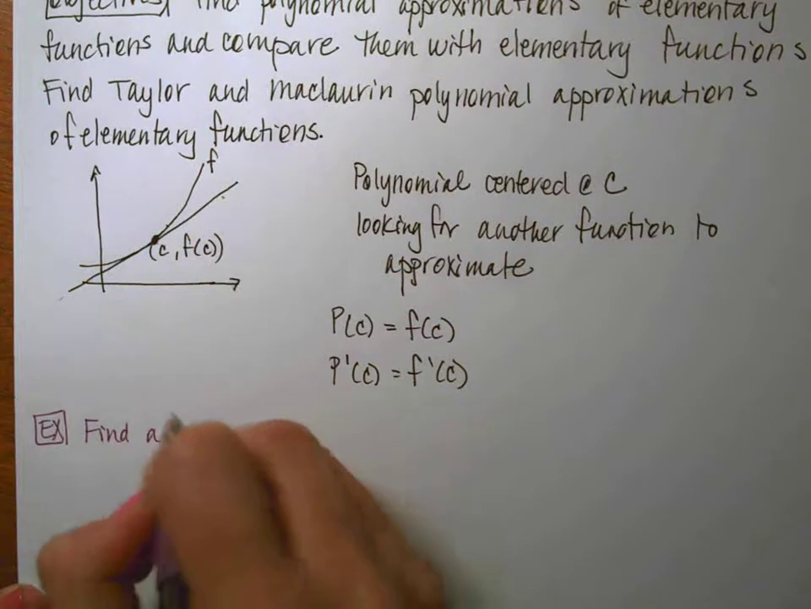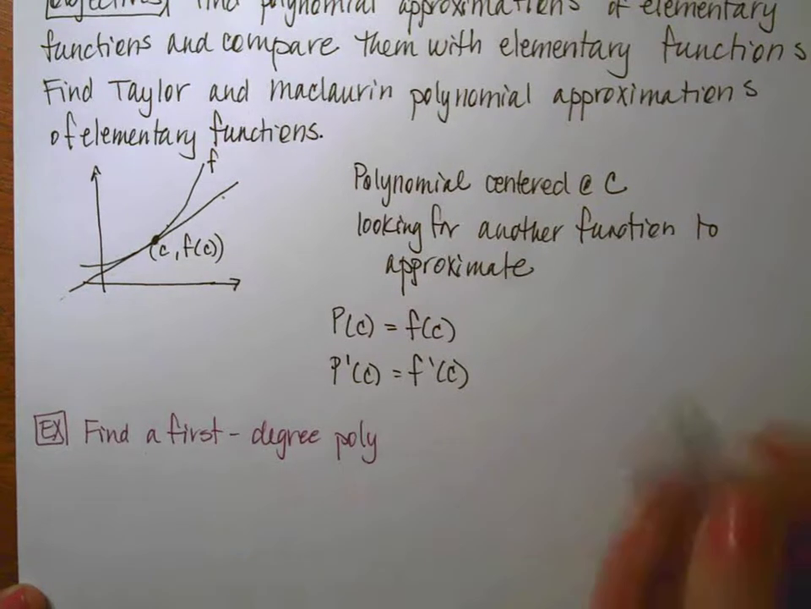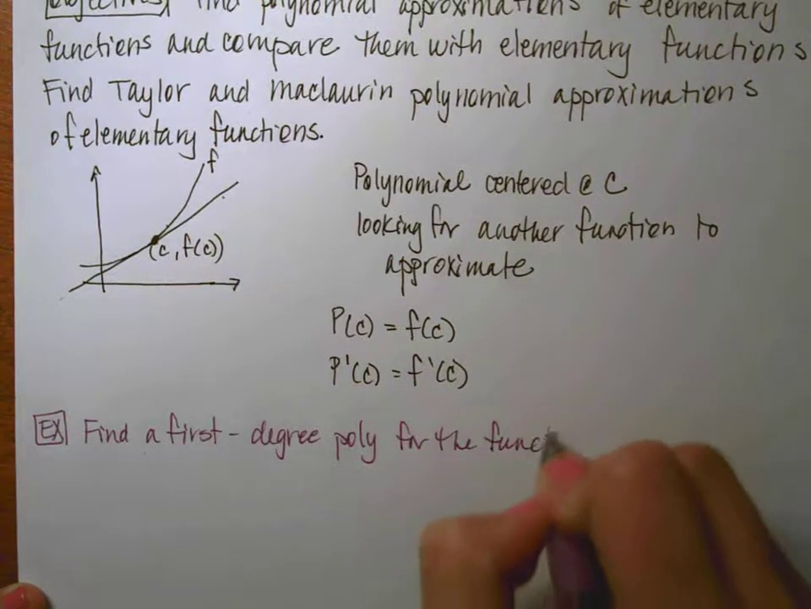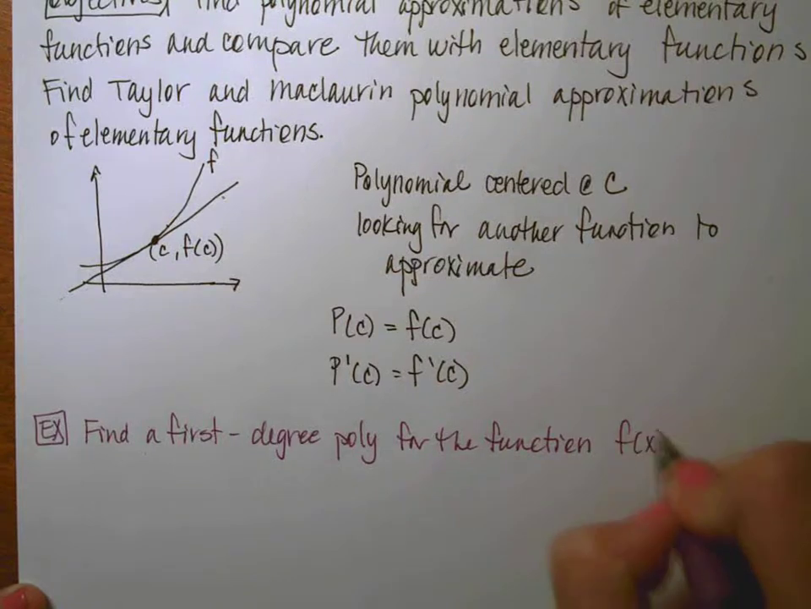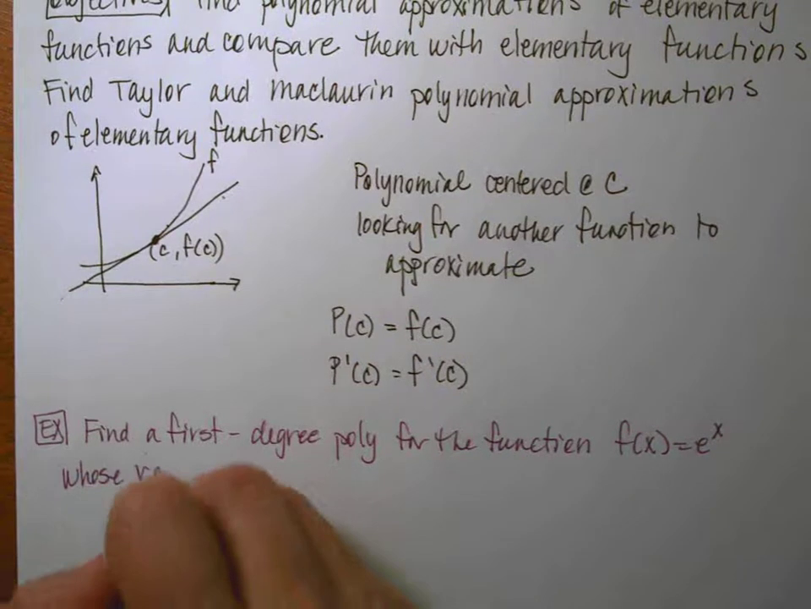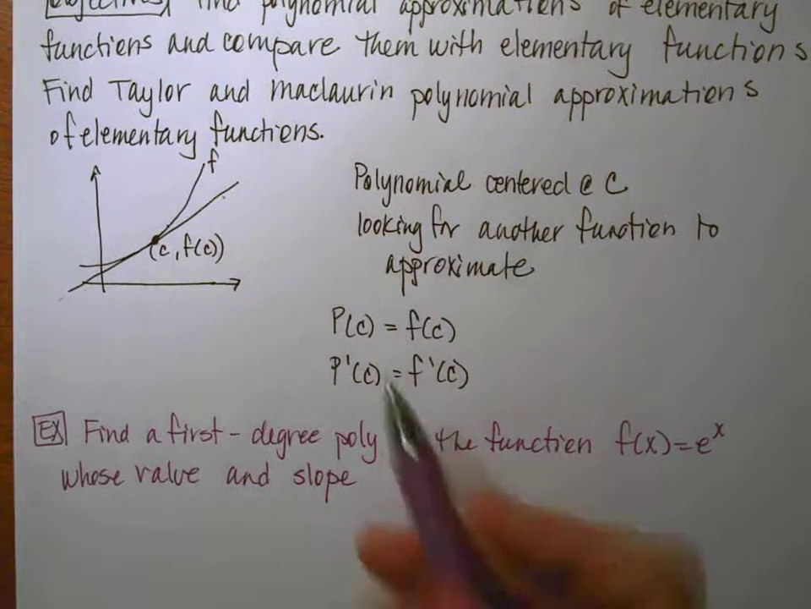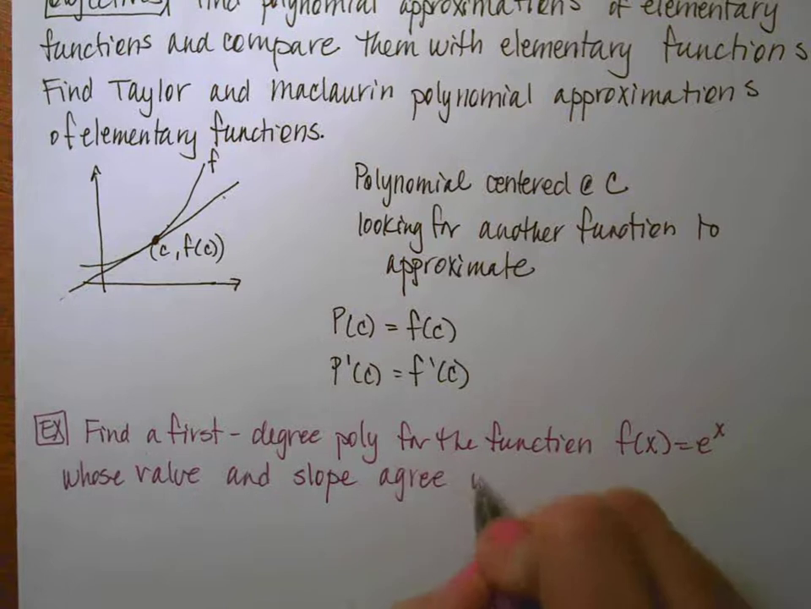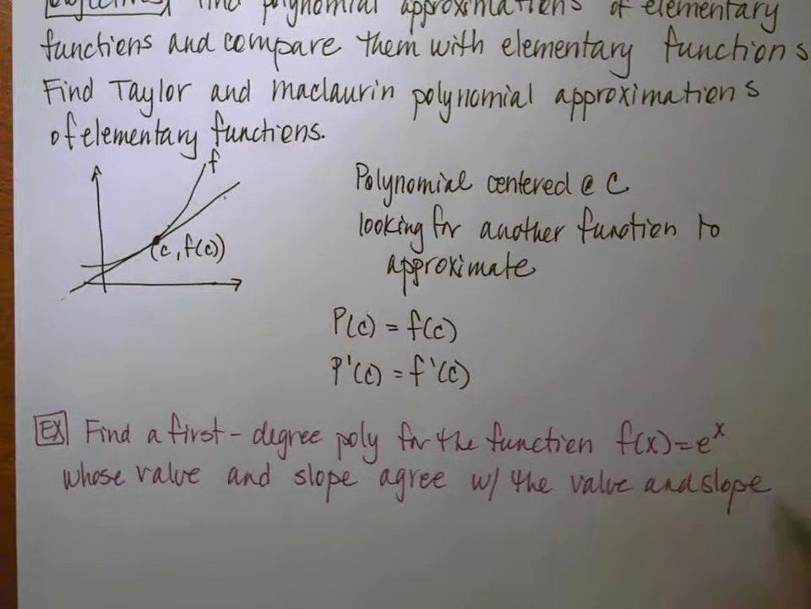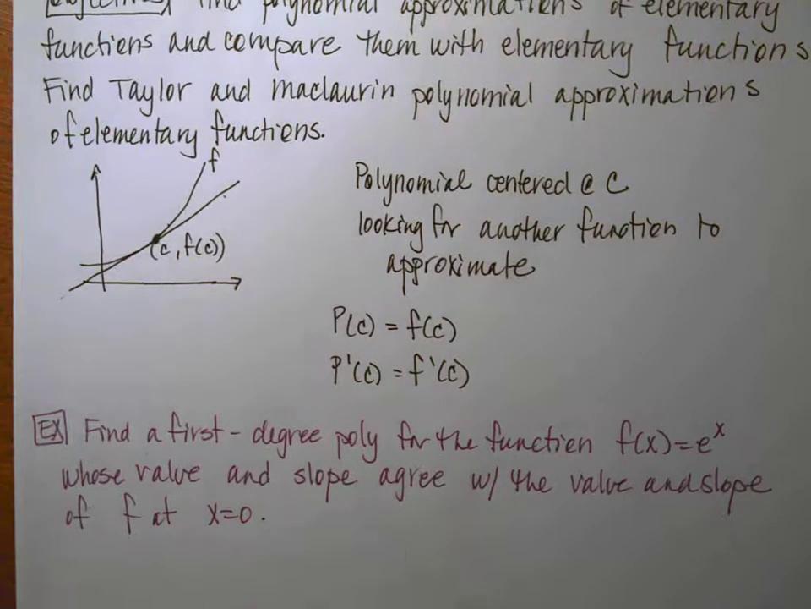So the first example says, find a first degree polynomial for the function, and our function is going to be f of x is equal to e to the x, okay, whose value and slope, which is just what we talked about here, agree with the value and slope of the original function at x is equal to 0.